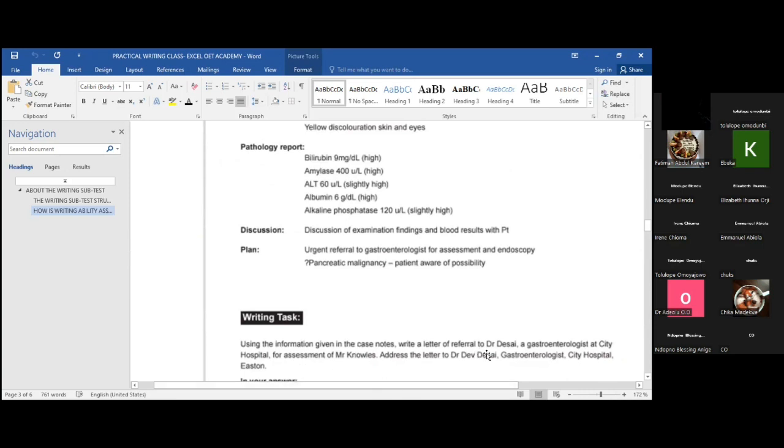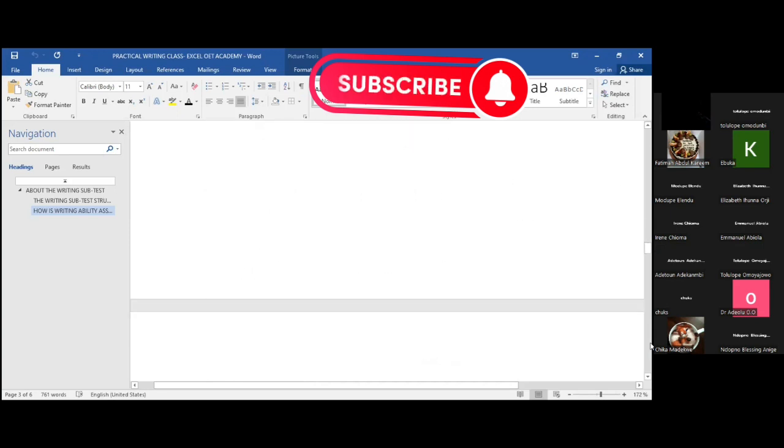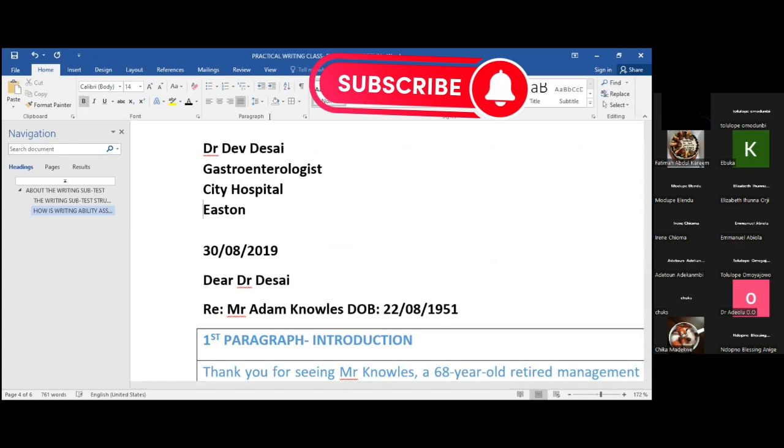Usually, most times, after each comma, you can put the next word on the next line. So for example, Dr. Dave Desai, first line. The next line, gastroenterologist. The next line, City Hospital. The fourth line, Eastern, okay? I think Eastern wasn't here, but Eastern should have been down here. So something like this: Dr. Dave Desai, Gastroenterologist, City Hospital, Eastern.